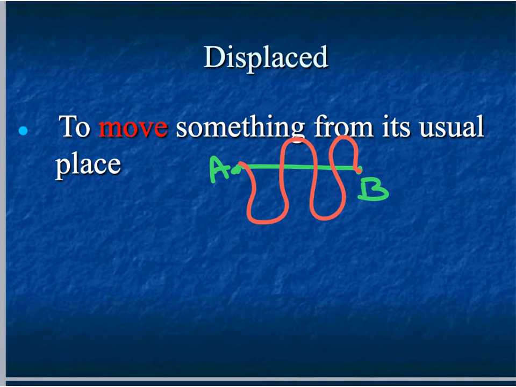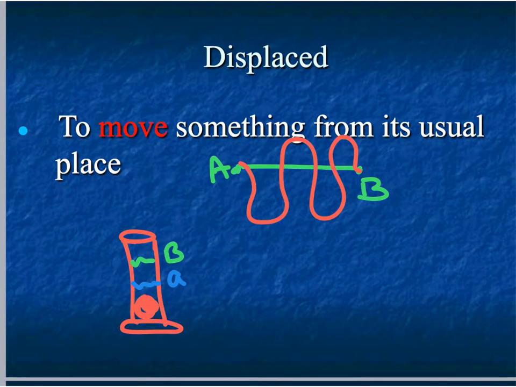So what does it mean to be displaced? To move something from its usual place. Usually you see that in a beaker. You might have done this lab in middle school, where you had a water level here at the beginning. This is part A. At the end you put a rock in the bottom, and the volume of that rock ends up pushing the water upward to up here. This would be part B. So the displacement would be from here to here.